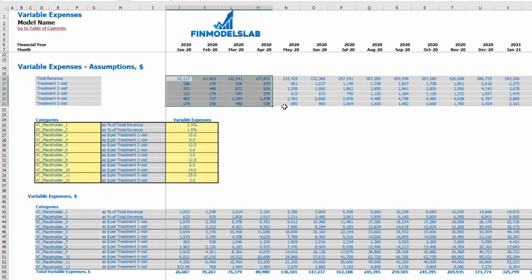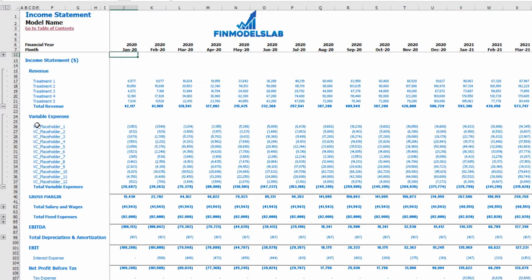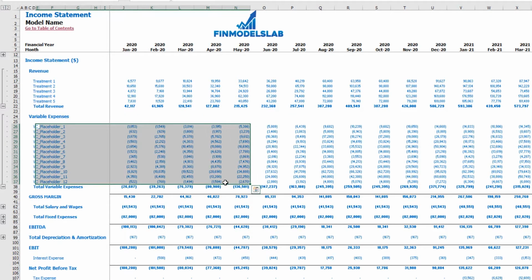On the top you may see the main drivers for this calculation, so you have total revenue and you have different count of visits by months for each treatment type, and below you may input your assumptions. So for variable expenses as a percentage of total revenue you can input different percentages, and for the next 10 line items you can input dollar amount per 1 visit for this particular treatment. Below you may find the calculation of all these line items, and in the income statement, the variable expenses section, you may see these amounts by months.